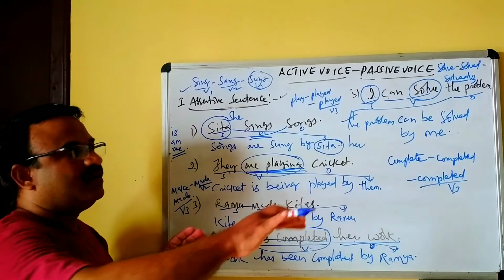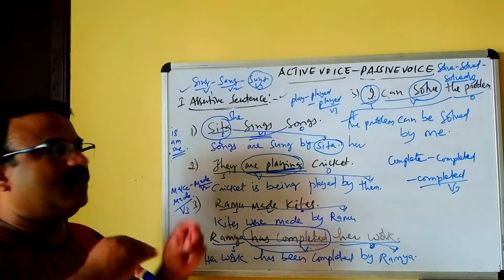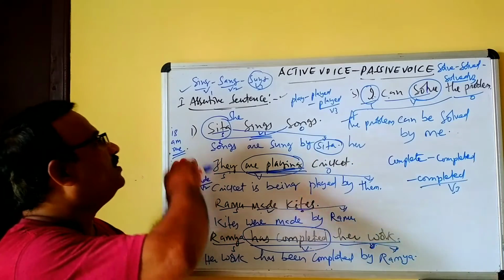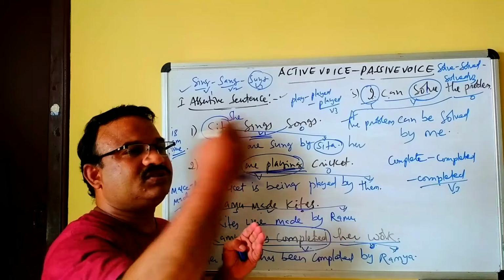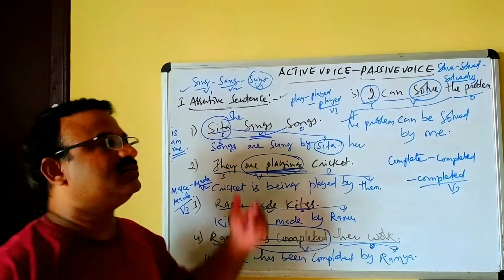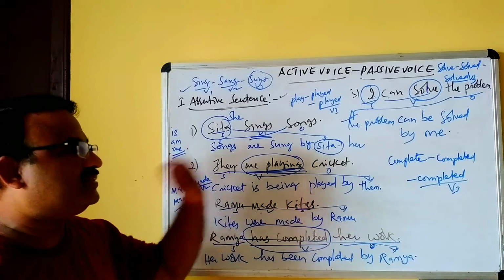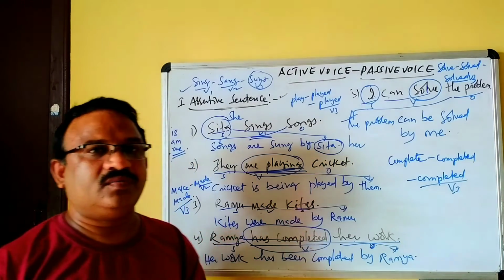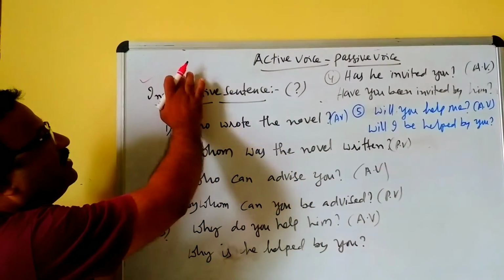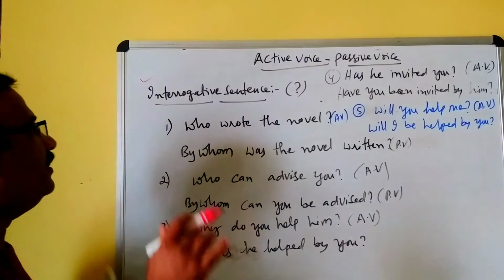This is about the assertive sentence. In assertive sentence, how to change active voice into passive voice. Okay. And next, in interrogative sentence, how can we change? Next topic. In interrogative sentence, how to change active voice into passive voice.